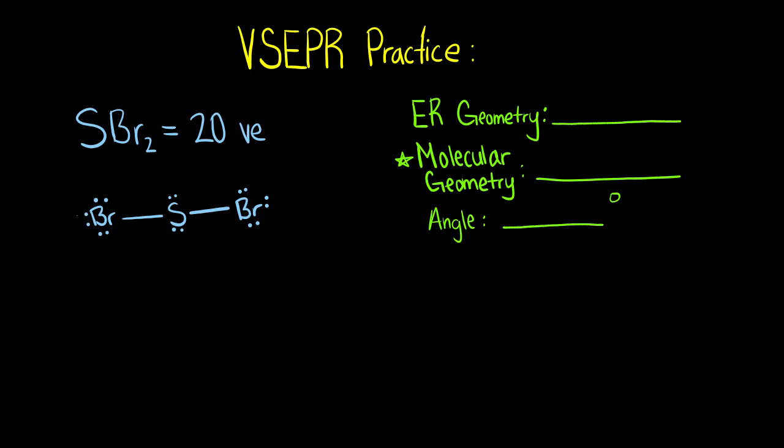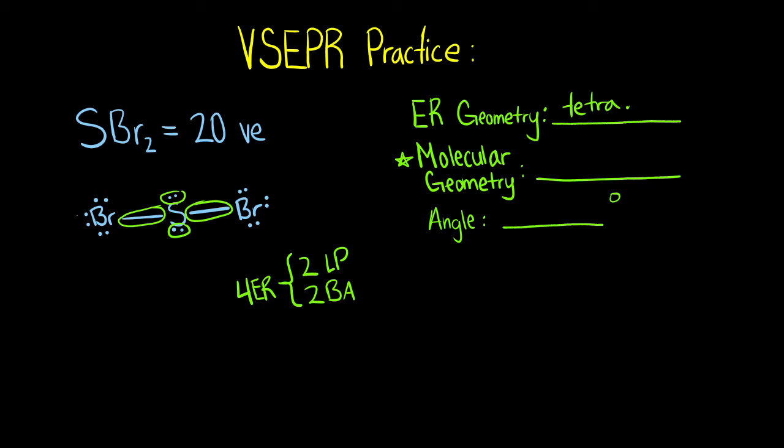Sulfur dibromide has 20 valence electrons, and if you draw it correctly, it'll have 2 single bonds and 2 lone pair around that sulfur, resulting in 1, 2, 3, 4 electron regions. Those 4 electron regions immediately tell us that it's a tetrahedral electron region geometry. However, if you break it apart into what it is, there are 2 lone pair around that central atom, and there are 2 bonding areas. This will have a shape called bent.